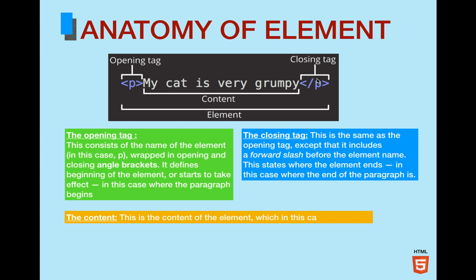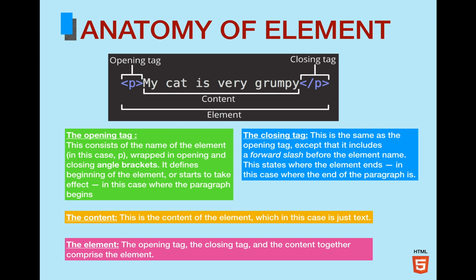And the last one is the content part. Content part is this, we can see in the picture. Content part is the main part of an HTML element, and it is used to show the content and information to the visitors or users. In our example, "my cat is very grumpy" is the content of the paragraph element. And the HTML element is the group of opening tag, closing tag, and the content part.